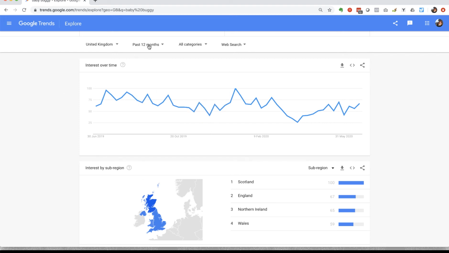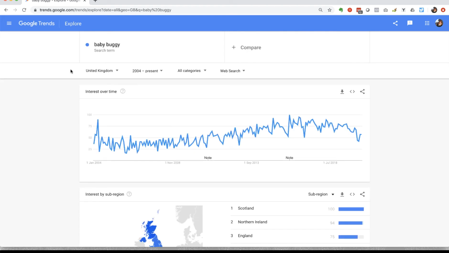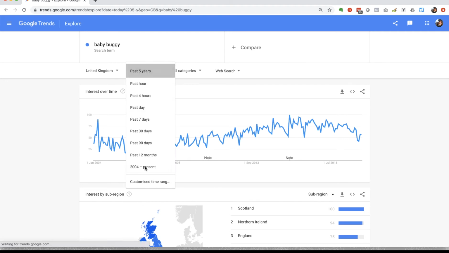You can change the timescales on this, so it can be as granular and specific as in the past hour, and you can go back indeed to 2004. So if we clicked on that, we can see that there's been what looks like a gradual increase in the use of the term baby buggy over the last 15 years or so. Let's select just the last 5 years.